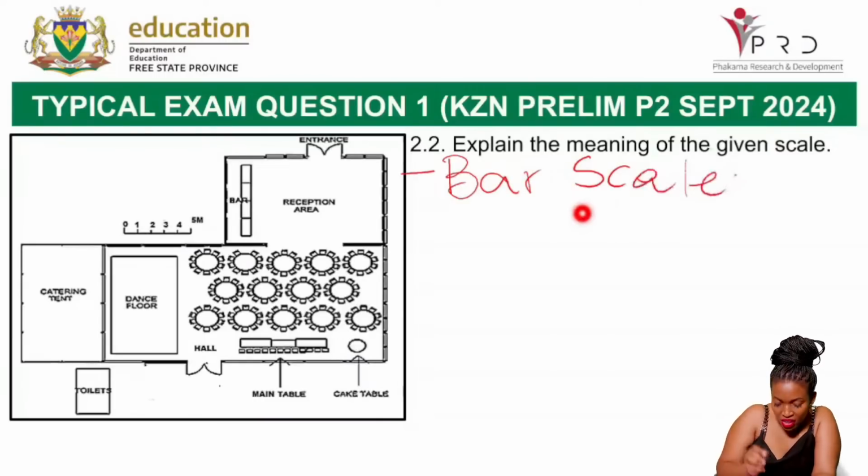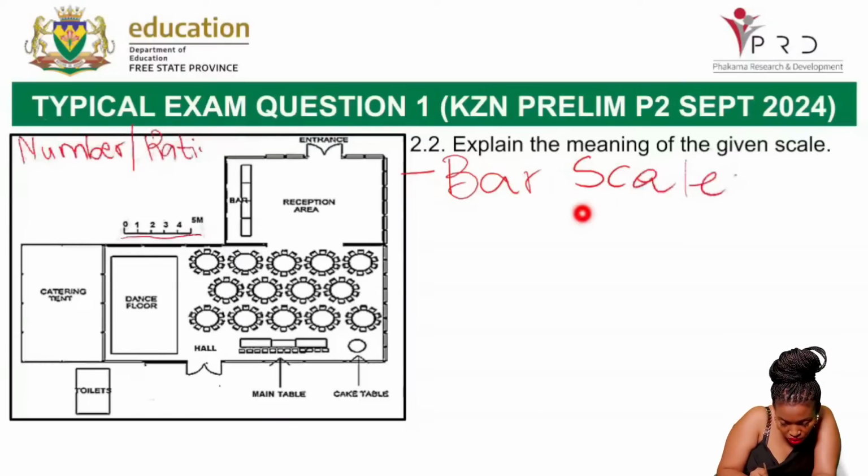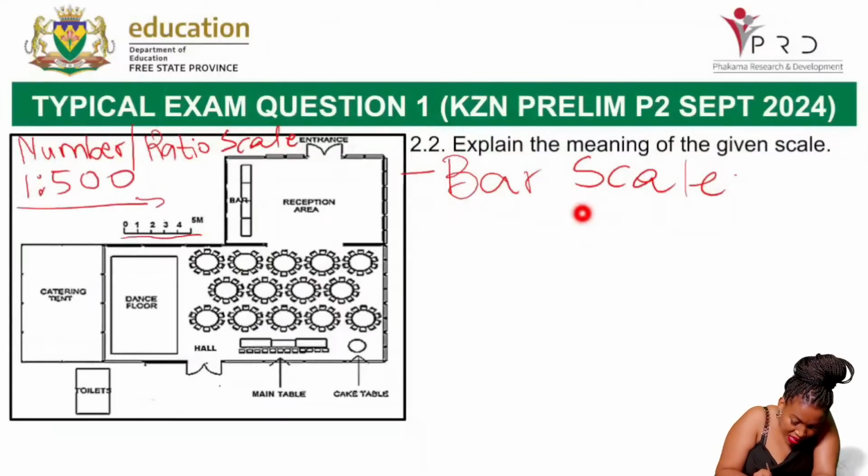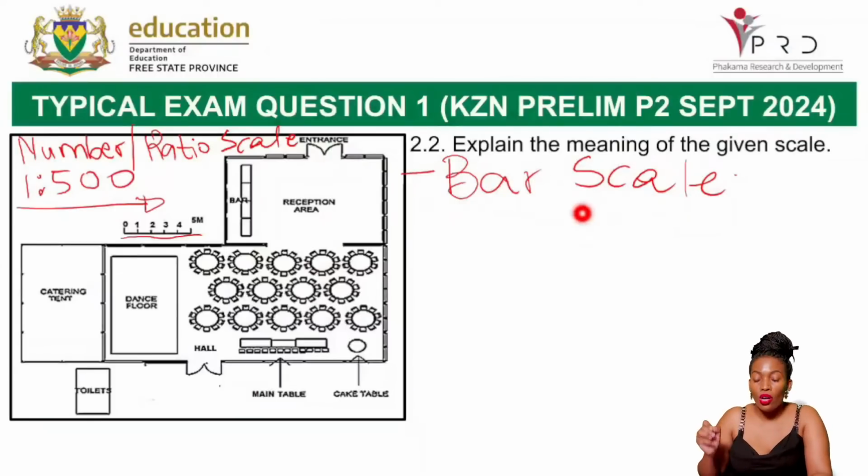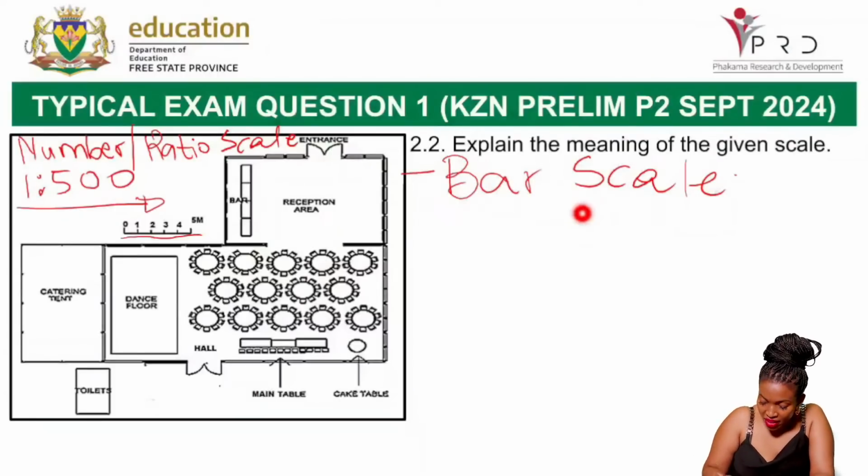Remember, we work with two scales. We have a bar scale. We also have a number, or rather a ratio scale. A number or ratio scale example is the one that says 1:500. This is an example of a ratio or number scale. So, explain the meaning of the scale.